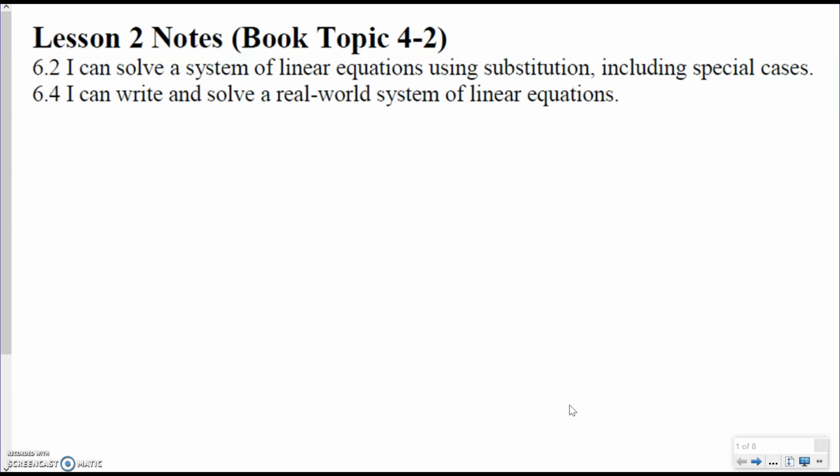Substitution and elimination are two methods that help you find the exact answer using algebra. So you don't have to graph for these unless you really want to check your work. So we're going to use substitution in this lesson and elimination in the next lesson.